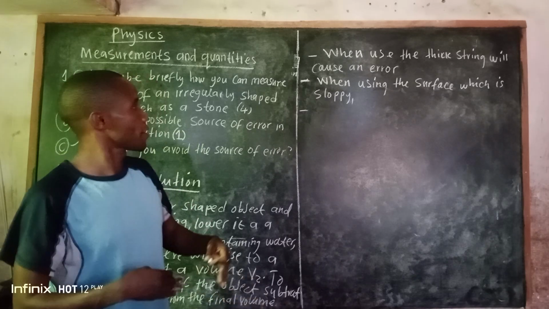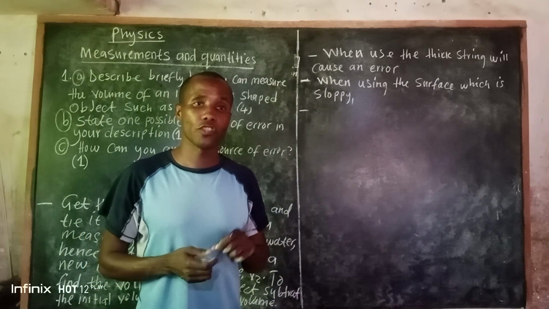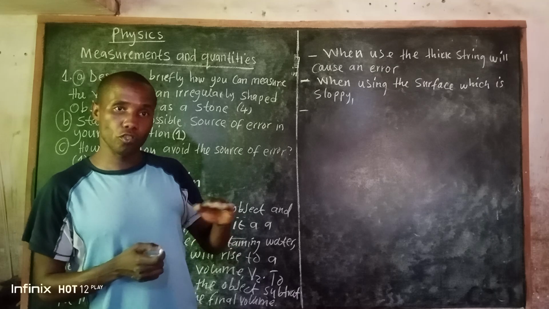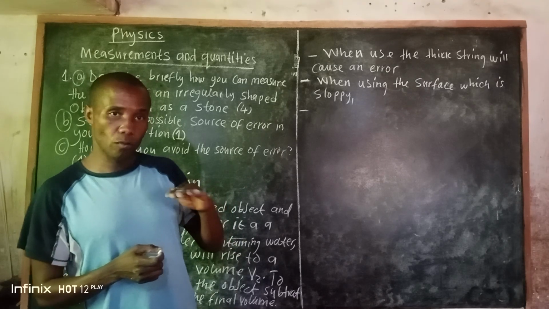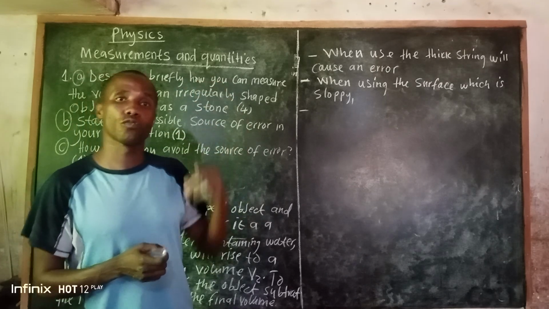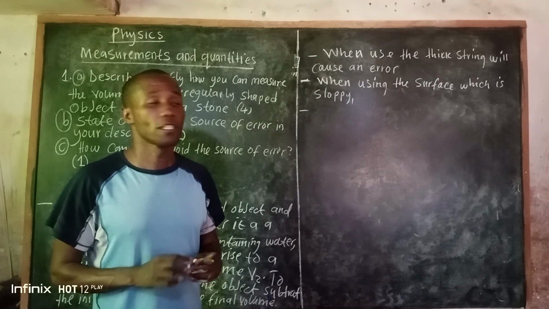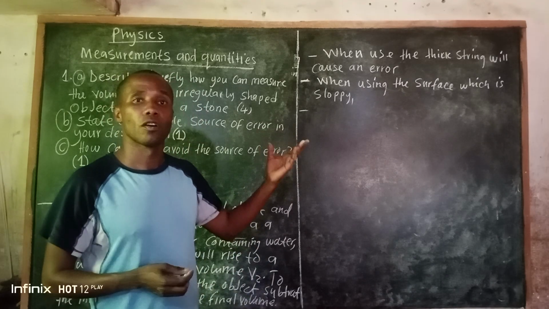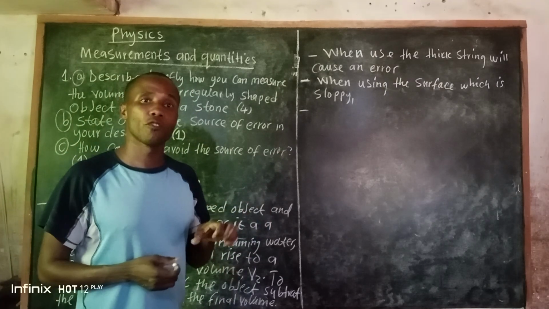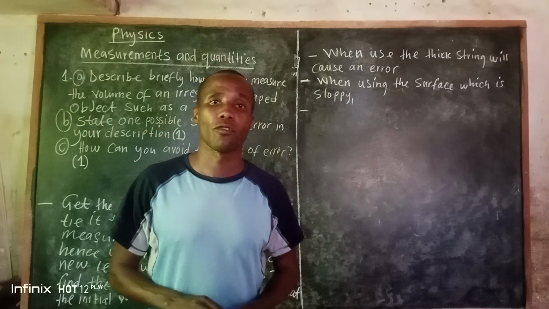Then the other thing, when taking measurement on the volume part, make sure you target the bottom meniscus. You look at the bottom meniscus. Once you look at the top meniscus, you are going to get the wrong measurement. So it's very important that you put those into consideration as you are trying to measure the volume of an irregular object. Thank you so very much for your cooperation.